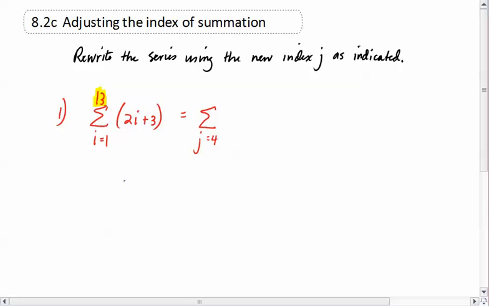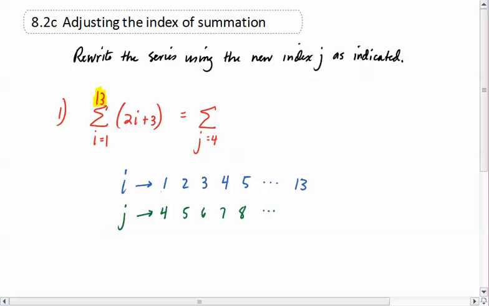So I'm just going to do this. I'm going to say, okay, i is going to look like this. I start with 1, go to 2, 3, 4, 5, and I'm going to stop when I get to 13. Okay, that's what that means. So on my j, however, they want me to start at 4. So that's going to be 5, 6, 7, 8.